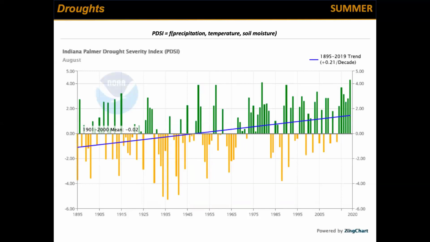Moving on to summer, a common concern is another big drought year. A rather popular indicator of drought intensity is the Palmer Drought Severity Index, or PDSI, which is an index based upon precipitation, temperature, and soil moisture. This chart tracks what the August PDSI was since 1895 for Indiana, because they're monthly indices. When the PDSI is positive, represented by green bars in this graph, this implies a wet period. And when it is negative, represented as orange bars in the graph, this implies a dry or drought period.